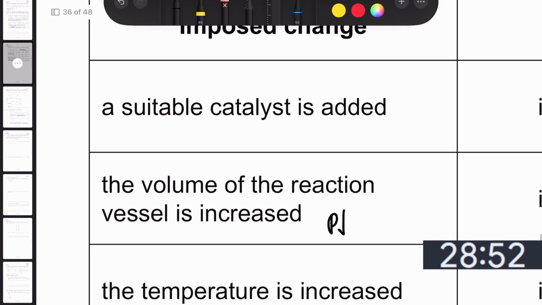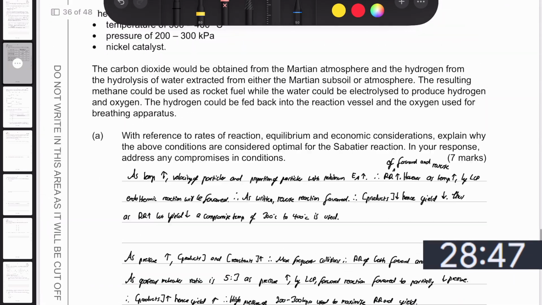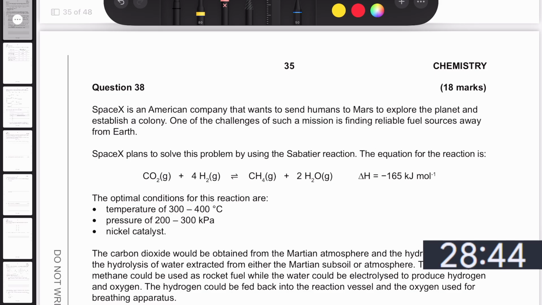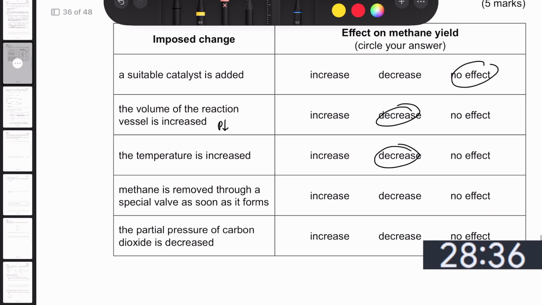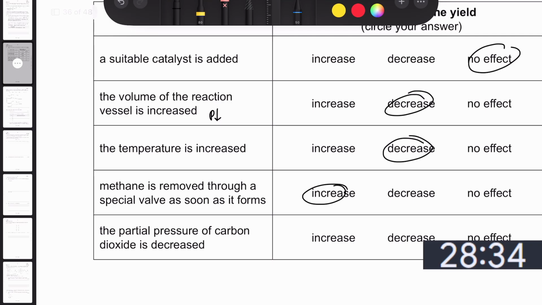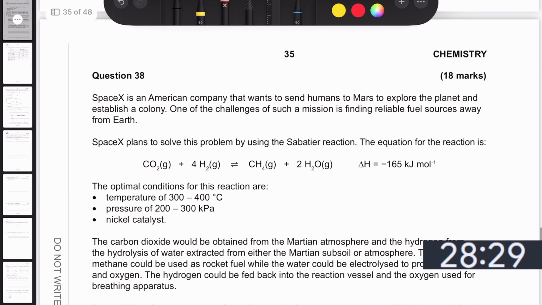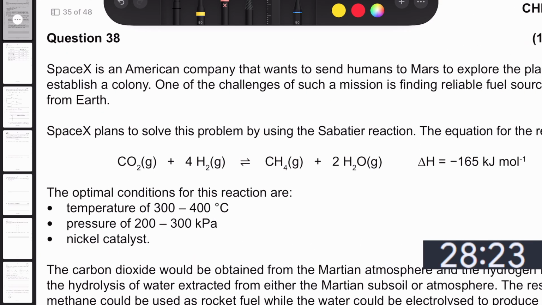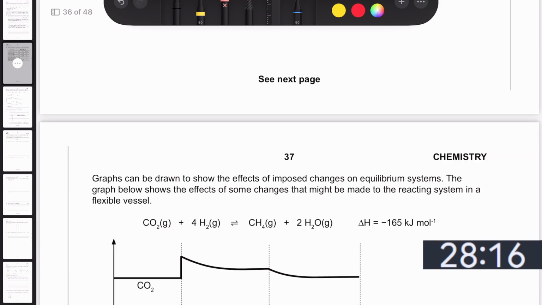So then my pressure decreased. If my pressure decreased, I want to go to the left, so this would be decrease. Temperature increased. Then I want to take the endothermic route, which is going to be to the left, so decrease. The methane is removed through a special valve as soon as it forms. It's going to be increased then. And then the partial pressure of carbon dioxide is decreased. Partial pressure of carbon dioxide decrease, we're going to go to the left, so that's going to be decrease again.